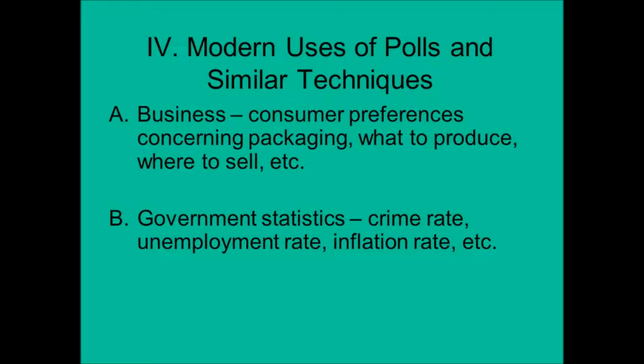Government statistics, you hear about the crime rate and the unemployment rate and inflation rate. Well, no one has the time or money to gather information about every crime committed in America, or to go around the entire country and find out every single person who's unemployed. The inflation rate is a measure of how quickly prices of products are going up. No one has the time or money to go into every store and track the price of everything sold everywhere in America. So these are examples of statistics derived using some of the same techniques as public opinion pollsters.